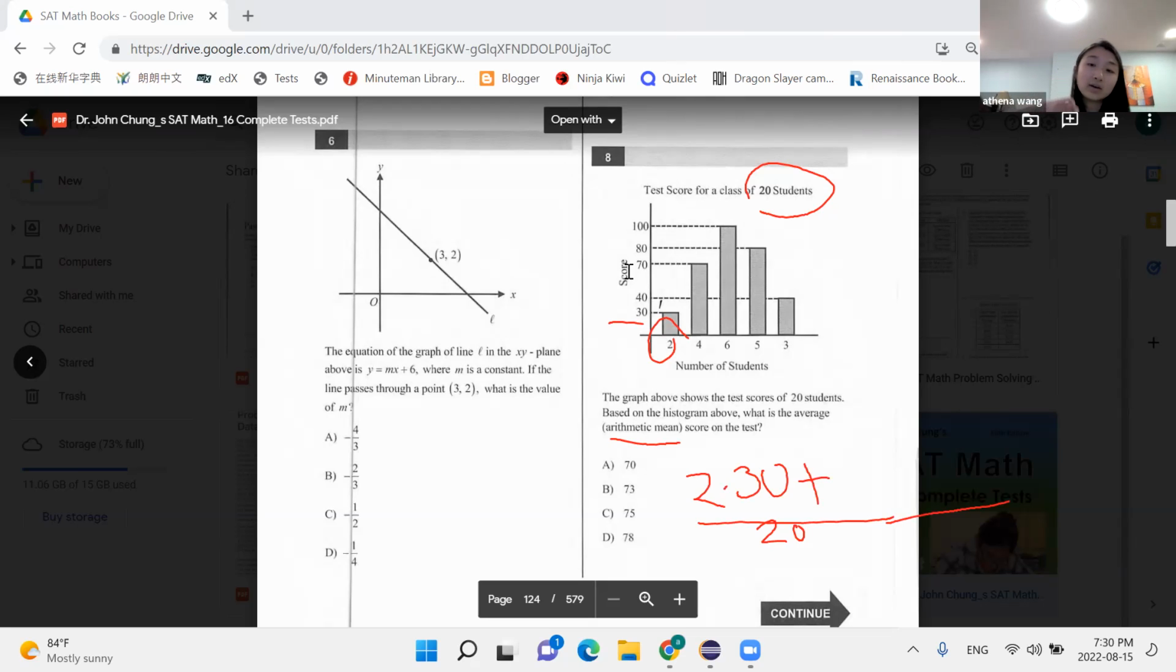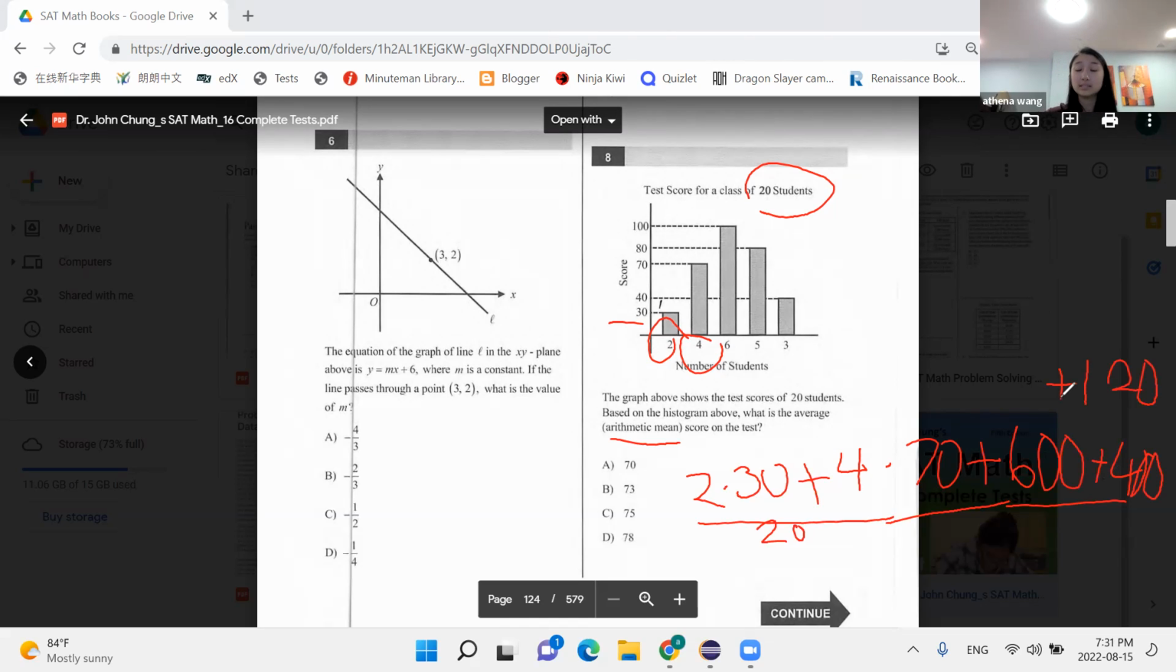Okay, so now we look at 4 students. These 4 students all got 70s. So we have 4 times 70 because there are 4 70s. Okay, and then we have 6 students, and so there are 6 100s. So 6 times 100, I'll just have 600 because I'm kind of running out of room. And then we have 5 80s, so there's 400. Okay, and I'll write the last one above. We have 3 40s, so you have to add 120.